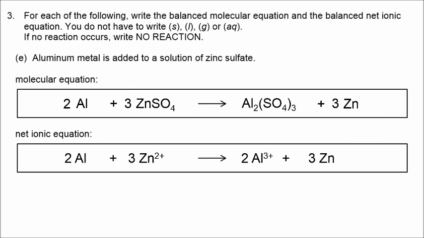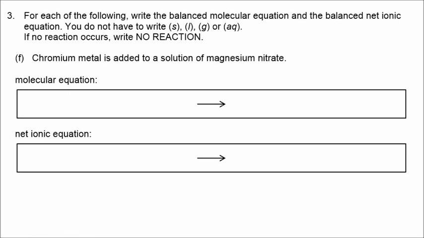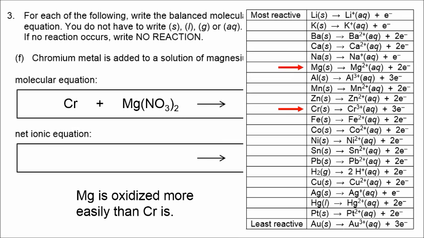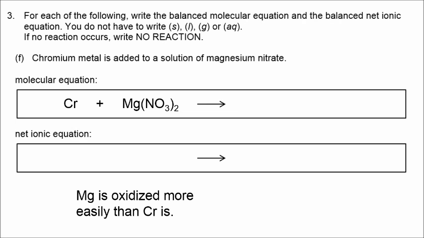And then we come to chromium metal, Cr, reacting with magnesium nitrate. Let's see if chromium is above magnesium on the activity series. No. Chromium is below, which means chromium is less active. Magnesium, unfortunately, is not going to give up its electrons to chromium because it's already a +2 charge. It can't lose any more electrons, and chromium cannot lose its electrons to magnesium. So as a result, this is no reaction for this example.